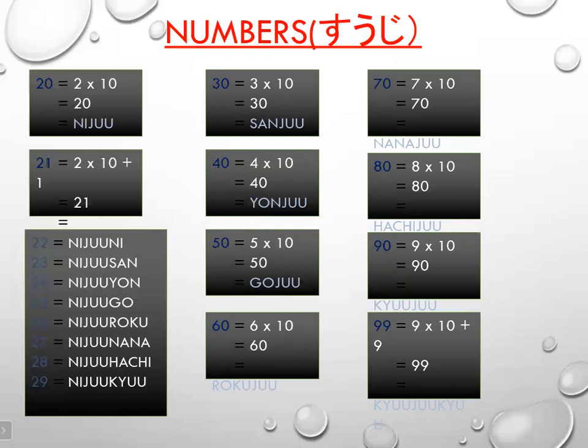99 will be 9 multiplied by 10 plus 9. So kyuju kyu. Yes. So by using this simple formula, we have learned the numbers 11 to 99.